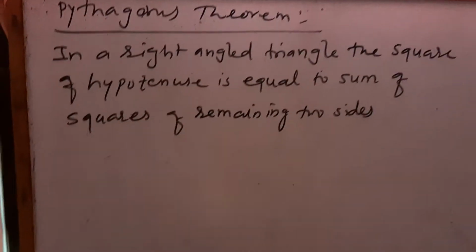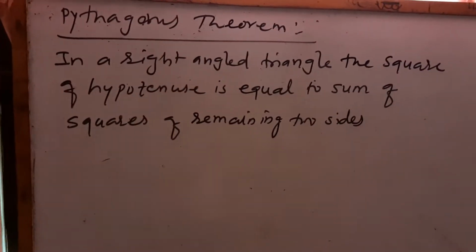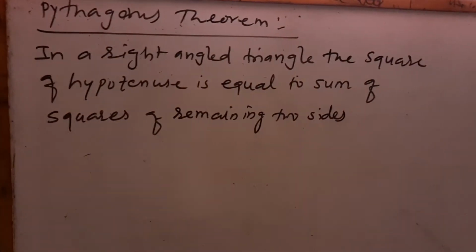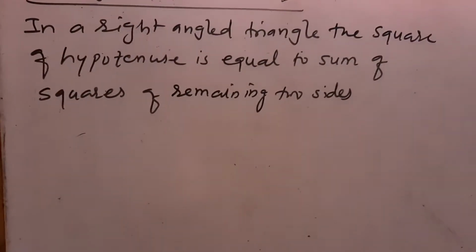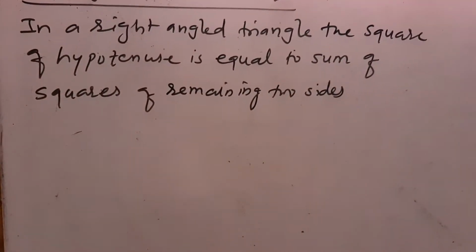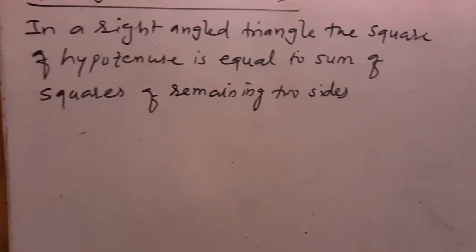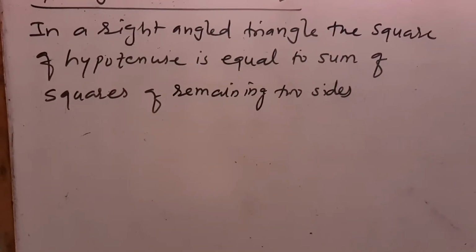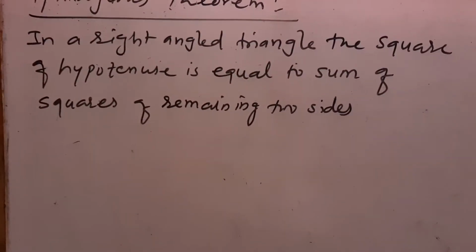Now we have to see the Pythagoras theorem. The statement is, in a right angle triangle, the square of the hypotenuse is equal to the sum of the squares of the remaining two sides. So for that we have to draw the figure of a right angle triangle. Now we draw the figure, and after that we write the given and to prove.